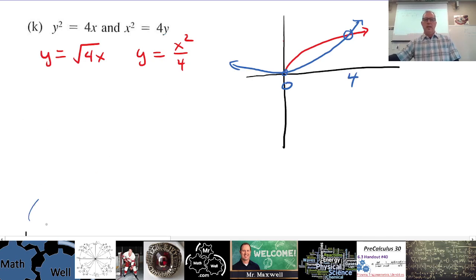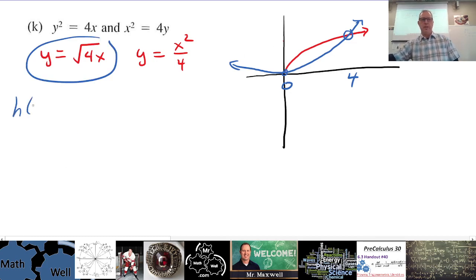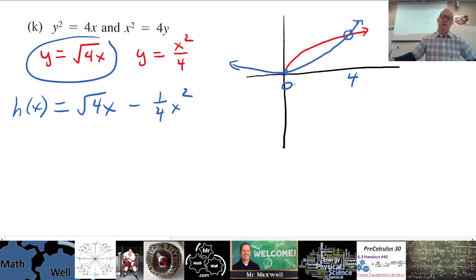All right. So can we use method 2 here? Which one's on top? This one's on top all the time. So can we use method 2? Yes. We can. So h of x, or whatever, your new y of x, I don't really care. Root 4x minus, I'm going to write that as 1/4 x squared. And this x is underneath the root sign. So this actually could be written as 2 root x, I suppose.